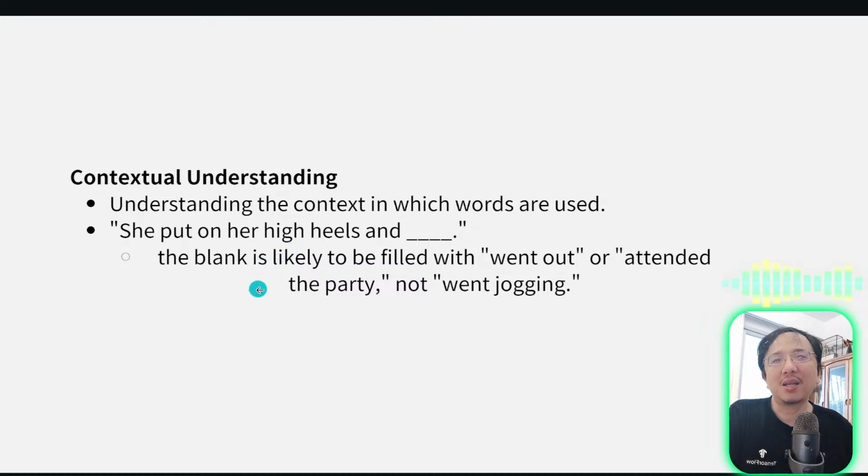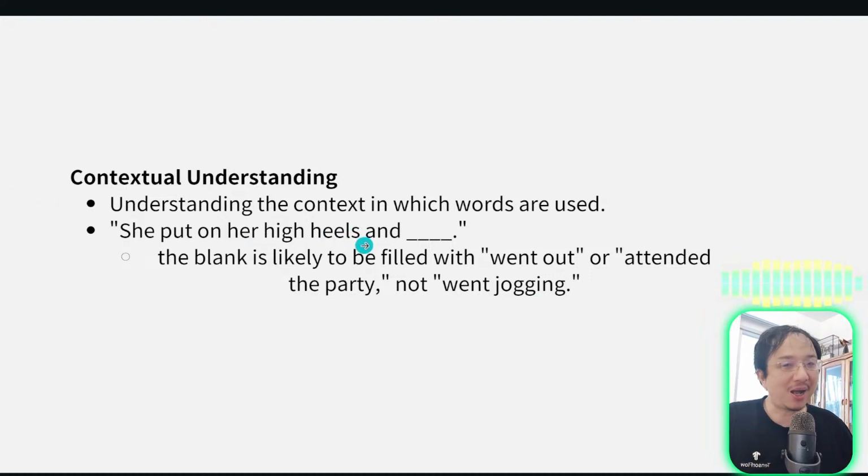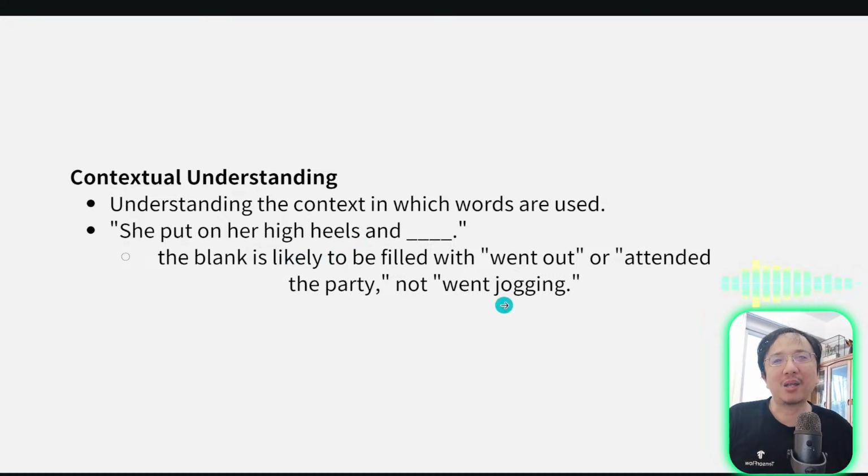So it's unlikely to be something like went jogging, because when she wears the high heels, she probably is not going to go jogging unless she was trying to prove something. It's unlikely she wears the high heels and goes jogging. So it's more like attend a party or went out instead of went jogging. So this one, if you really think about it, the model has to have some understanding about the words of this sentence.